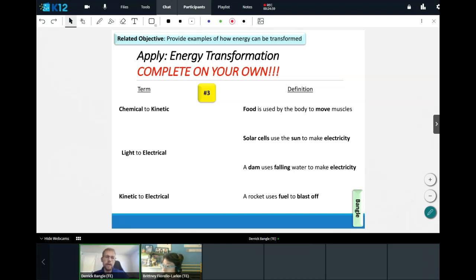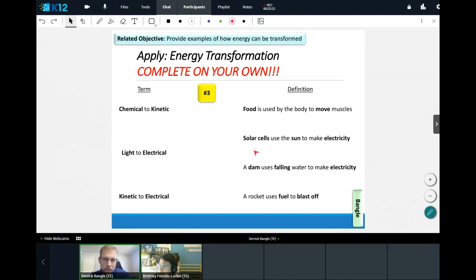All right, so here we have a complete on your own for number 3 in our notes. We have a bunch of terms and definitions that we need to match up. So let me just reference these for a little bit to know what we're getting into. We have chemical to kinetic, light to electrical, and kinetic to electrical. All of these three terms are basically a type of transfer of energy.